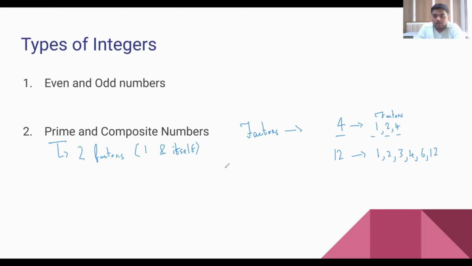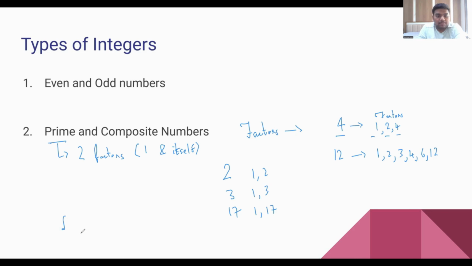For example, 2 has only two factors, 1 and 2. 3 has only two factors, 1 and 3. 17 has only two factors, 1 and 17, and so on. So the list extends up to infinity, like there are infinitely many prime numbers.